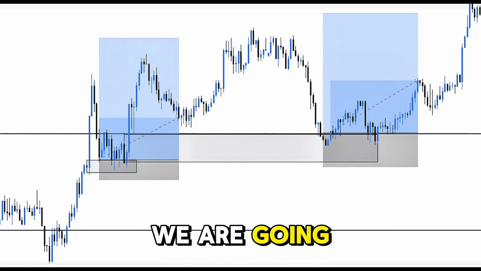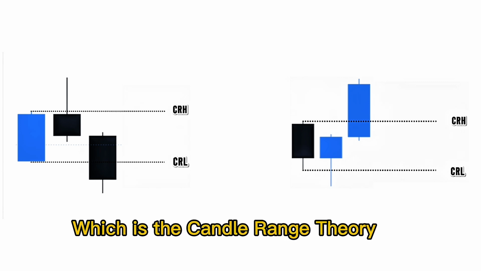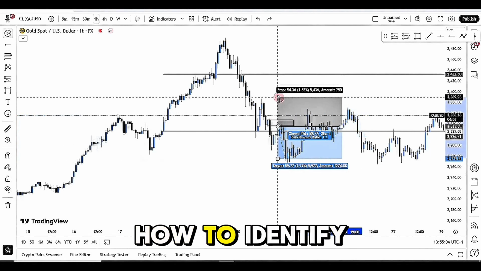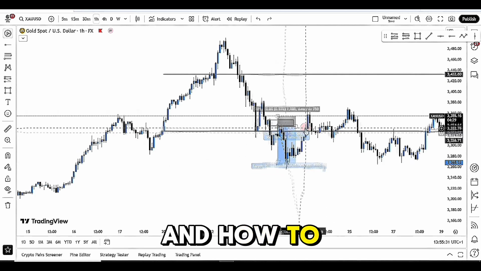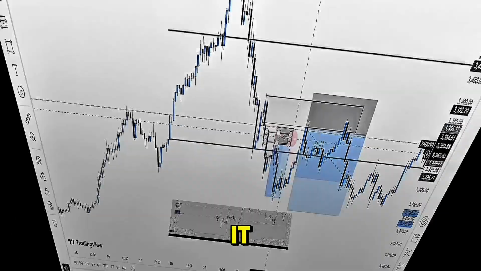So in this video we are going to be dealing with the CRT model, which is the candle range theory. I'm going to be teaching you guys how to identify them and how to trade them. So without wasting much of our time, let's get into it.